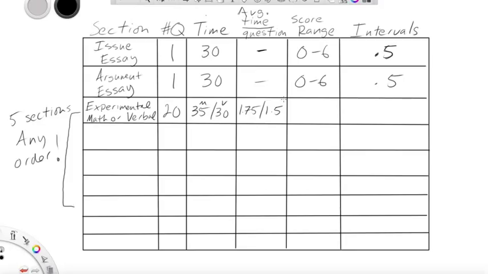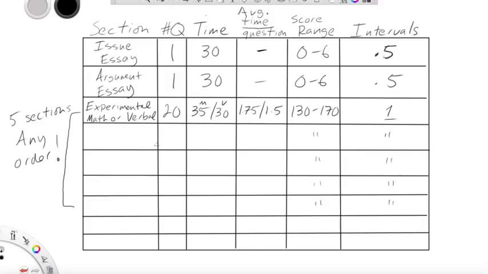And then the score range is going to be 130 to 170, as it is with the math and the verbal sections, always in 1-point intervals. So I'm just going to go ahead and mark the rest of these up because they're all 130 to 170 in 1-point intervals.